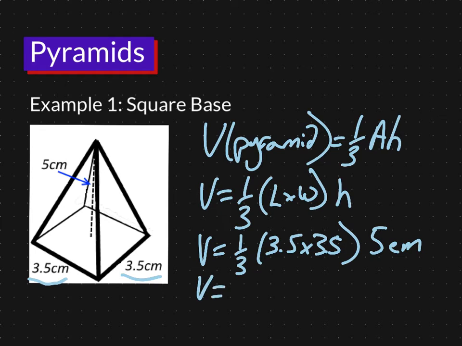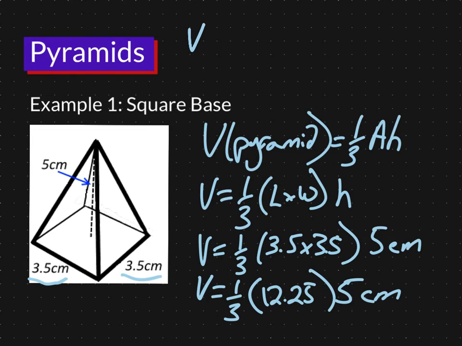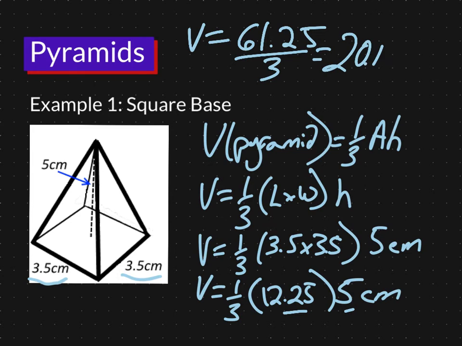So the volume is equal to 1/3 times 12.25 times 5. And I'm running out of room here, so I'm going to write on top. The volume is equal to 12.25 times 5 is 61.25 divided by 3 equals 20.42 centimeters cubed.